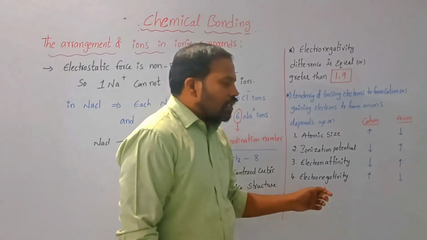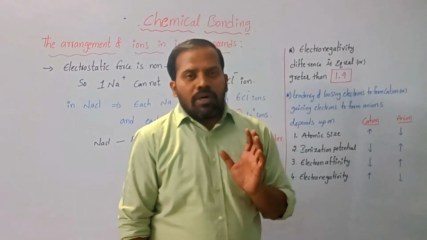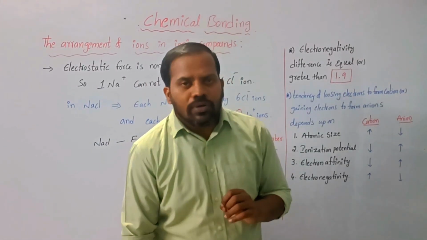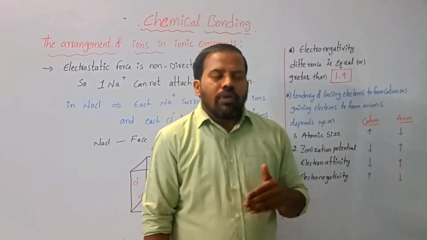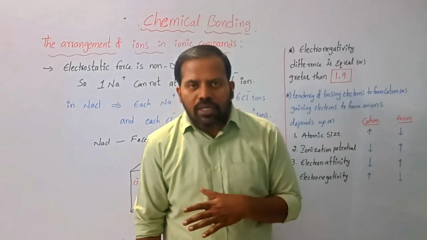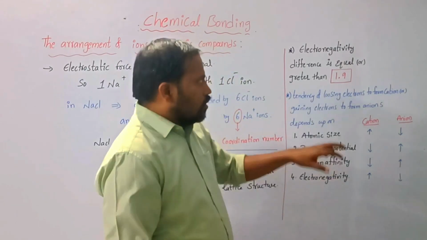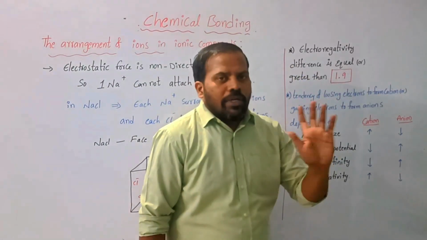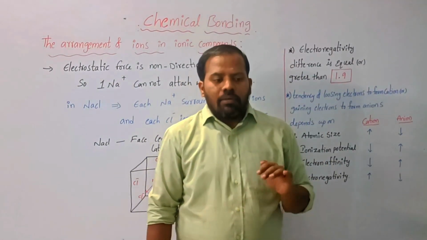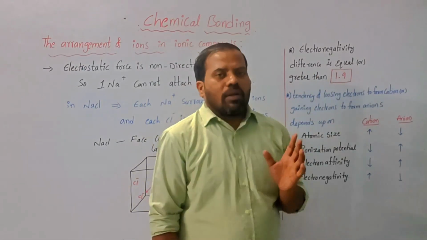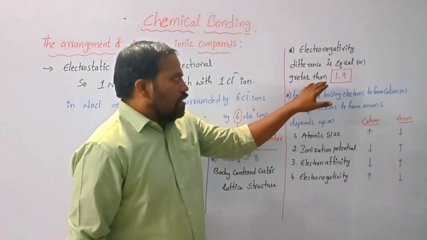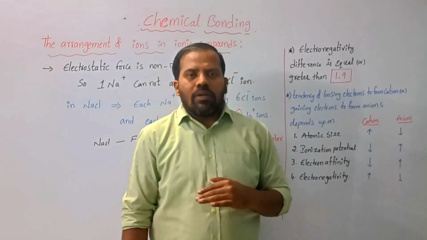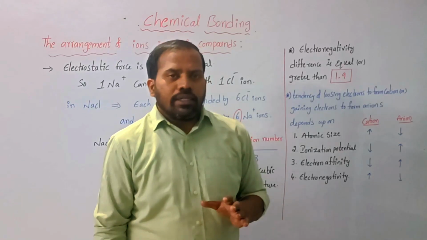But there is one condition. The electronegativity of the two atoms must differ by 1.9. Then only that compound is considered an ionic compound. If it is less than 1.9, it is considered a covalent compound. So we wrote that the electronegativity difference is equal to or greater than 1.9. Actually it is 1.7, but as per our 10th class textbook it is 1.9. If it is greater than or equal, the compound is called an ionic compound. If it is less than 1.9, it is called a covalent compound.